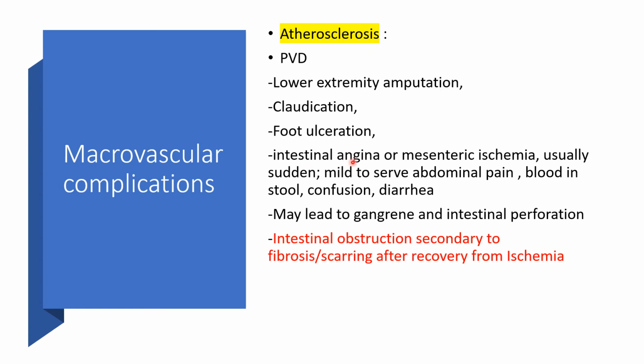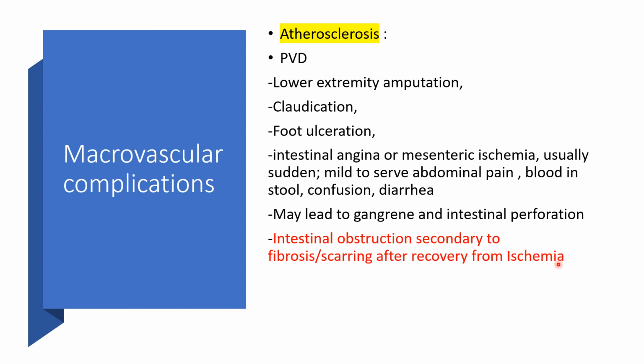Intestinal angina or mesenteric ischemia, usually sudden. It's going to be mild to severe abdominal pain. Blood in stool, the individual is confused, or there's diarrhea, we check for all those. May lead to gangrene and intestinal perforation. Okay? Intestinal obstruction may be what we follow when there's fibrosis and scarring after the individual has recovered from mesenteric ischemia. So this is a big problem.